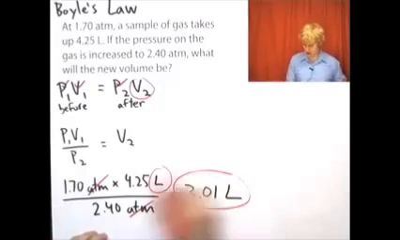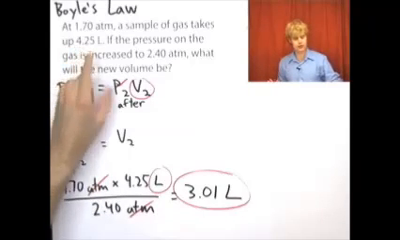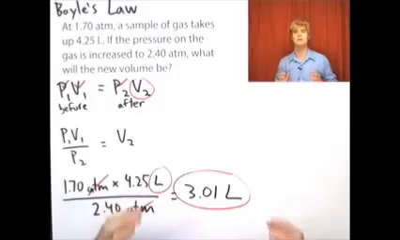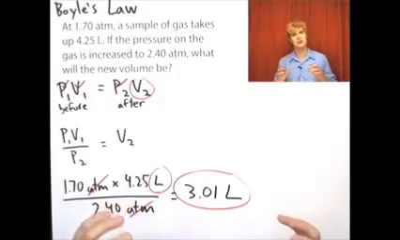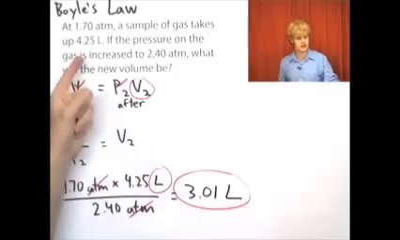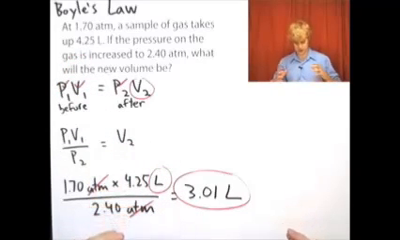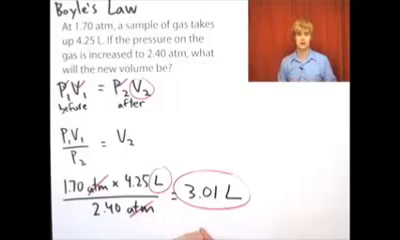Before we call it quits, let's see if this makes sense. Well, we started at 4.25 liters, and we increased the pressure on the gas, which means that we squeezed it into a smaller space. So 3.01 liters is less than 4.25 liters. This makes sense that we'd have a smaller volume after increasing the pressure.